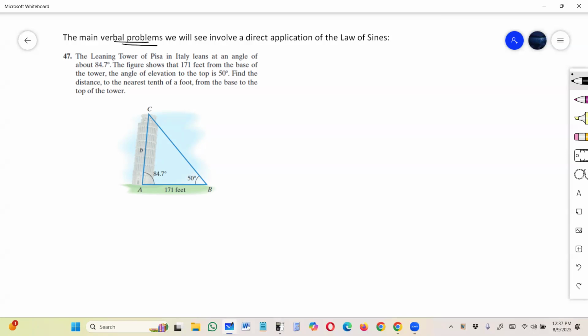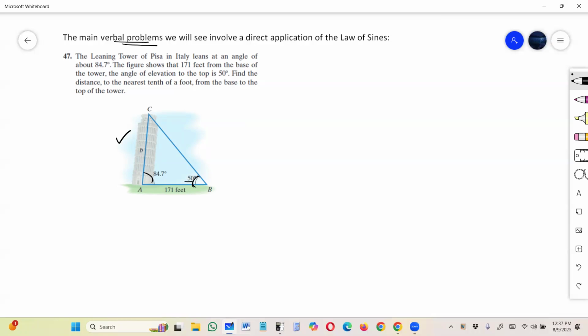Usually for these verbal problems, we will give you the picture, especially because some of the wording may be confusing and complicated. In this case, the problem says the Leaning Tower of Pisa in Italy leans at an angle of about 84.7. So here is the angle with the tower and the x-axis. The angle of elevation, which you have to remember, is this, to the top, is 50 degrees. And they want you to find the distance.